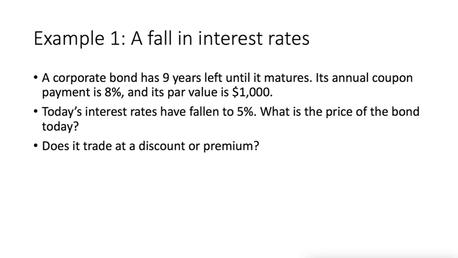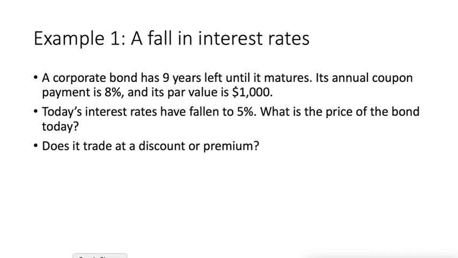In the first one, we're looking at the effect of a fall in the interest rate level. So what you guys will need to do is, given the problem, understand what you know and what you don't know so that you can solve it in the financial calculator. In this case, we have a corporate bond that has 9 years left until it matures. Its annual coupon payment is 8%, and its par value is $1,000. The par value represents the payment at the very end of the bond, that is the principal that's repaid to the lender. In this case, we're saying interest rates have fallen to 5%, so maybe they've gone from 8 to 5%, and so the question is what happens to the price of the bond.